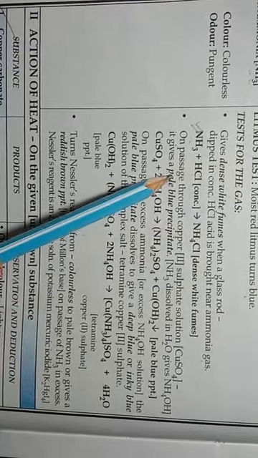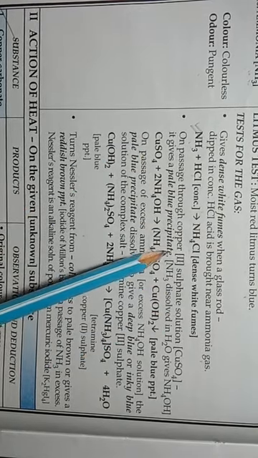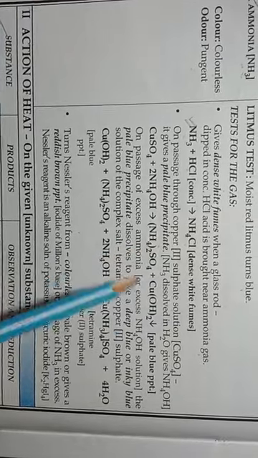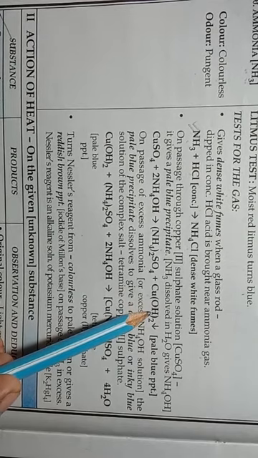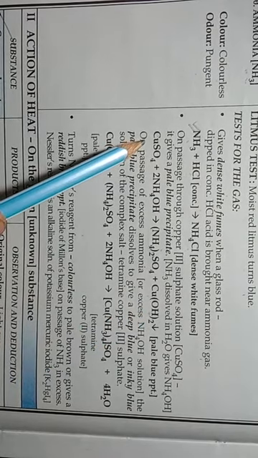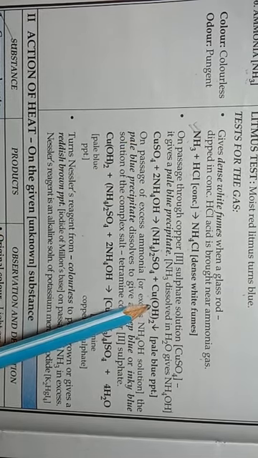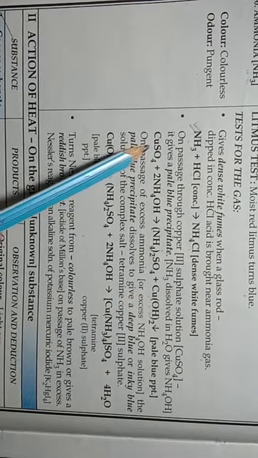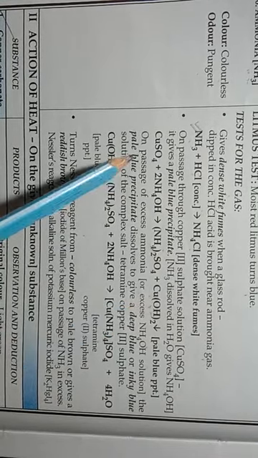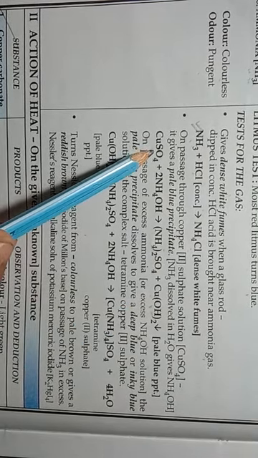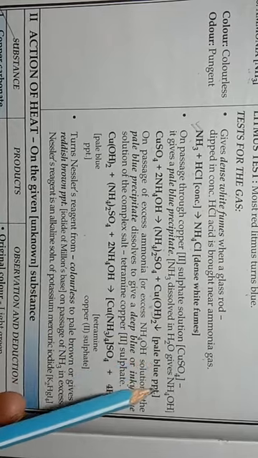Next point: on passage through copper(II) sulfate solution, it gives a pale blue precipitate. The pale blue precipitate which is formed is copper hydroxide. So copper sulfate gets converted into copper hydroxide, which is blue in color. Copper sulfate is a blue solution, so this blue solution is converted into a pale blue solid, or pale blue PPT.